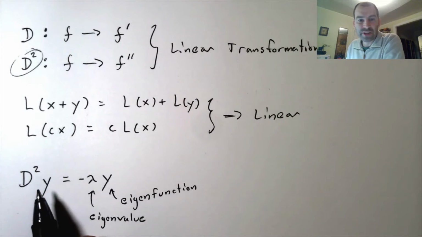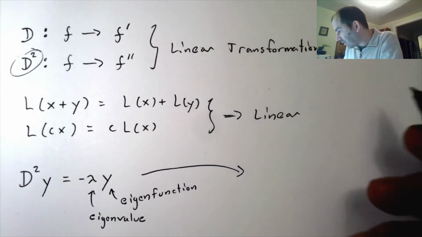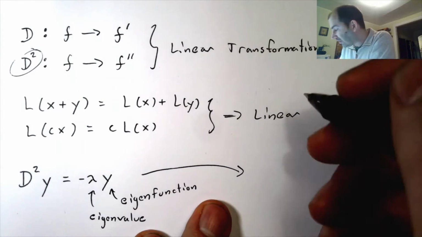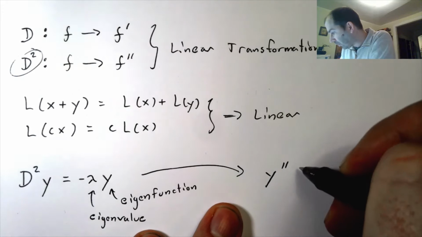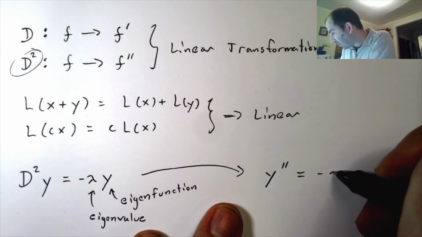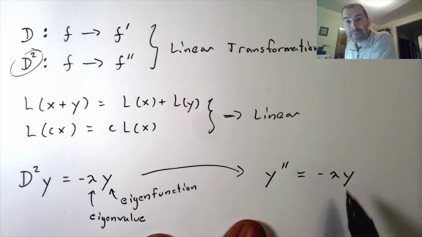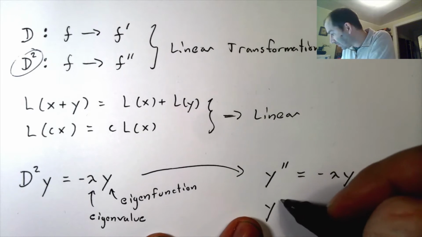Okay, well, let's look at this equation in a different light. I'm going to replace d squared with what it does. It takes two derivatives. So what we're looking at is the differential equation y double prime equals minus lambda y. Let's add this to both sides.